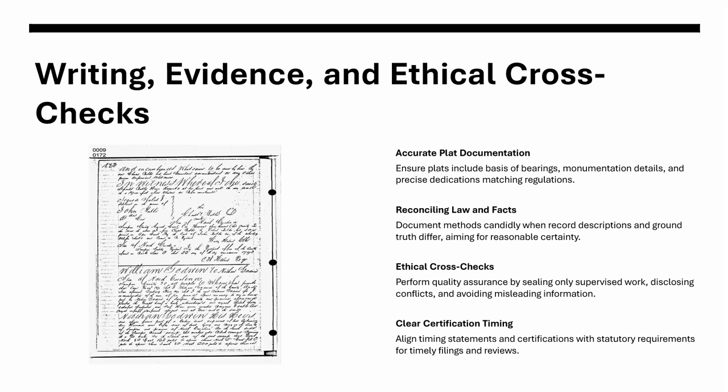Quick cross-checks for Texas plats and ethics, as in our QA pass. Did I seal only what I did or supervised? And did I label incorporated works? Are conflict limitations and dependencies disclosed plainly? Is there a way this sheet could mislead a reviewer or the public?